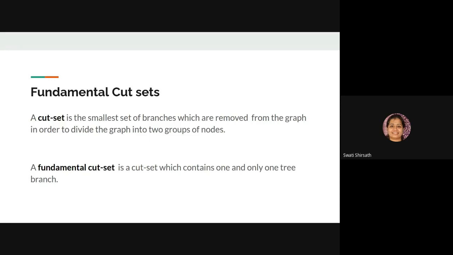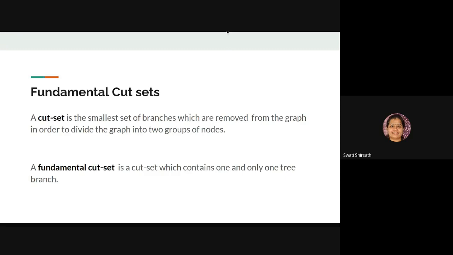But a fundamental cut set is the one where we consider only one branch, and the remaining are chords. So, like fundamental circuits where we consider only one chord and the others are branches, in the same way, in a fundamental cut set we consider only one branch and the others are chords. Is there any doubt?